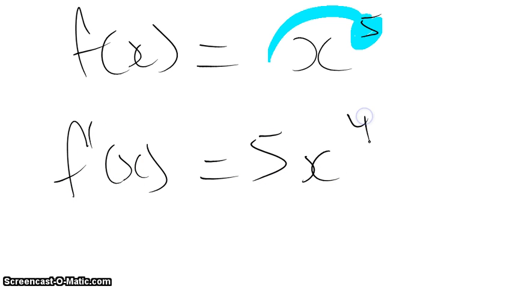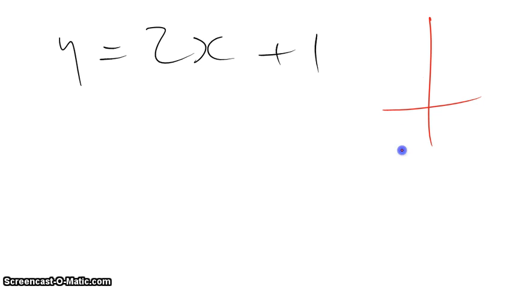5x to the 4. Now, does this work for things I already know the derivative of? Yes. You already know what the gradient of this line is all the time. Think about it. Y equals 2x plus 1. It goes through 1, has a gradient of 2. That means the gradient function of this is 2. Well, let's have a look.